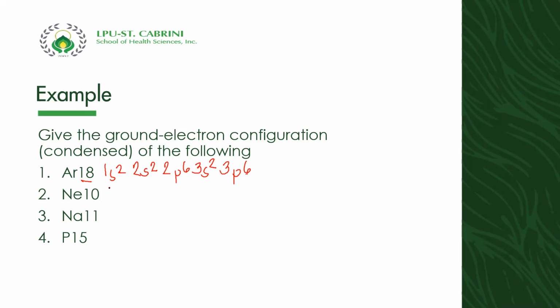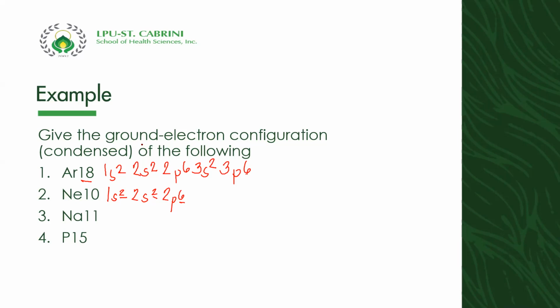So let's start. 1s2, 2s2, 2p6. Are we going to stop here? Of course. Why? Because we've already reached the 10. 6 plus 2 is 8 plus 2 is 10. That is the electron configuration of neon 10.